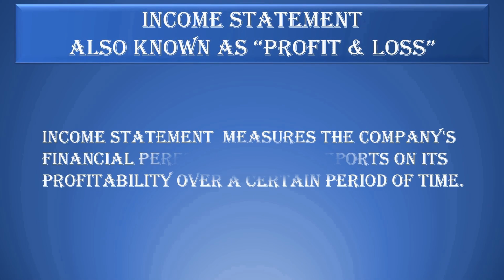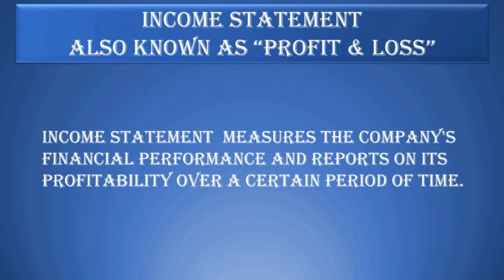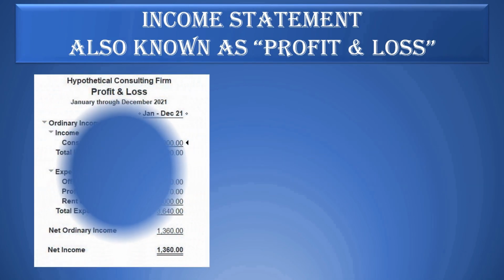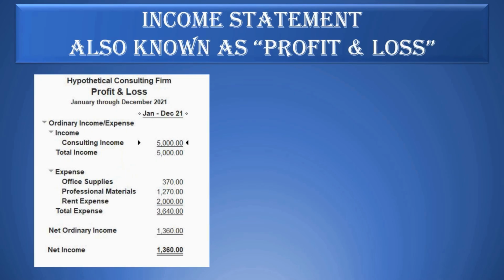Income statement, also known as profit and loss, measures the company's financial performance and reports on its profitability over a certain period of time. This statement lists all revenue and expense accounts and their respective balances, and then reports net income or loss based on the balances reflected in these accounts. Take a look at this income statement, also known as profit and loss. Do these accounts and balances look familiar?